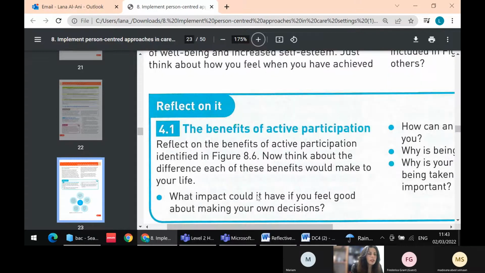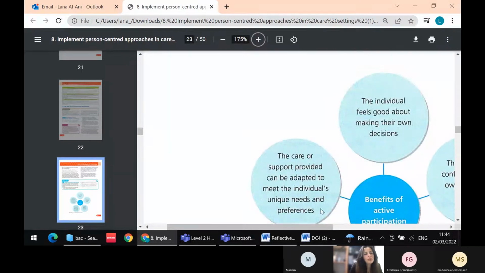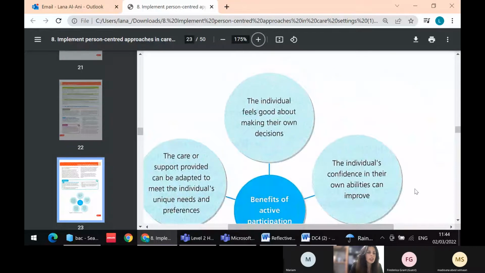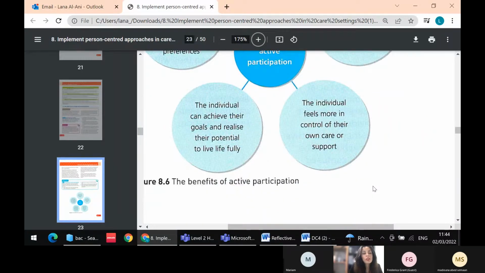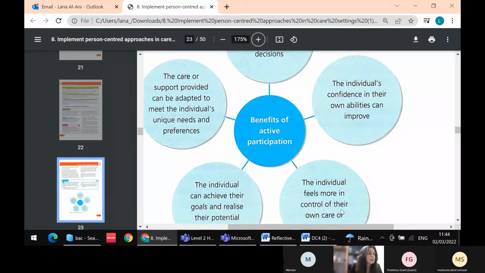As you can see here as well, there are some more benefits you can add to it. So the individual will feel good about making their own decisions. The individual's confidence in their own abilities will improve, and also the individual feels more in control of their own support and their own life. The individual can achieve their goals and realize their potential to live life fully. And also the care and support provided can be adapted to meet their needs and their preferences in their care.